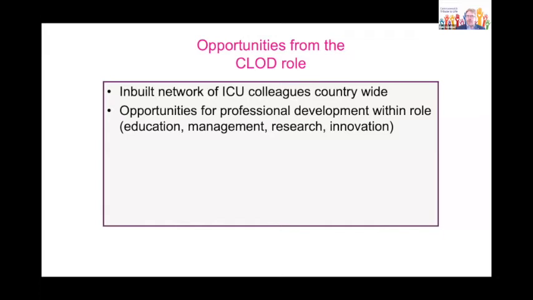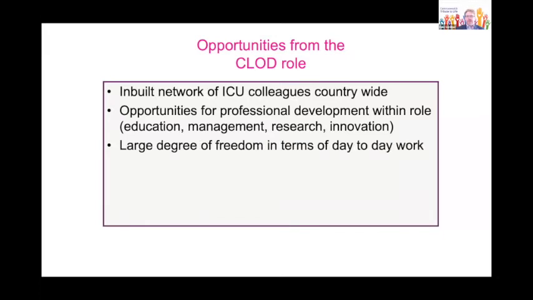There are huge opportunities for professional development with education, management, research, and innovation. We don't micromanage our CLODs very much. There's a large degree of freedom in terms of day-to-day work and what's expected, as long as they're trying to look at missed opportunities and trying to make things better. That's all we really ask.